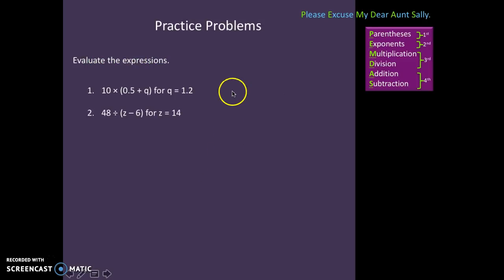All right, so believe it or not, we're already to our practice problems. So you're going to be putting this value in where you see the Q, and this value in where you see the Z. Keep in mind the order of operations.